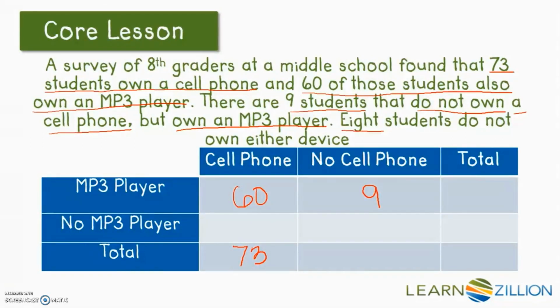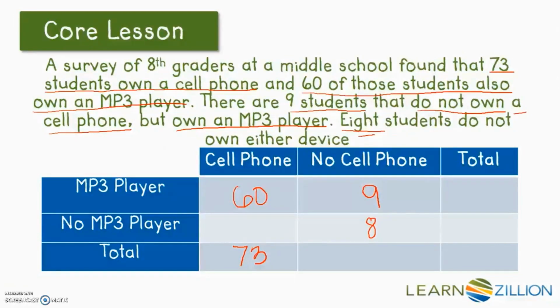And then lastly, don't let the word fool you. This is a number. 8 students do not own either device. So no cell phone, no MP3 player for these 8 students. We've pulled all the information that we had in the verbal description and put it into the table, but we still have some missing cells. We're going to have to use what we know about a two-way table to complete the table.